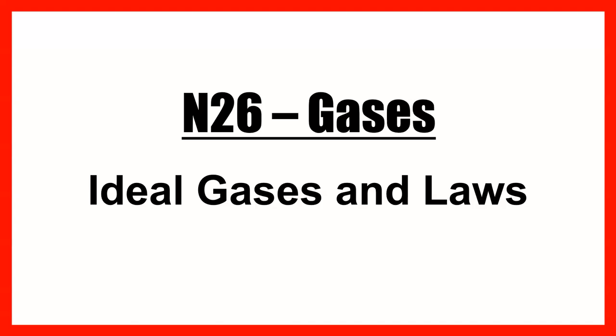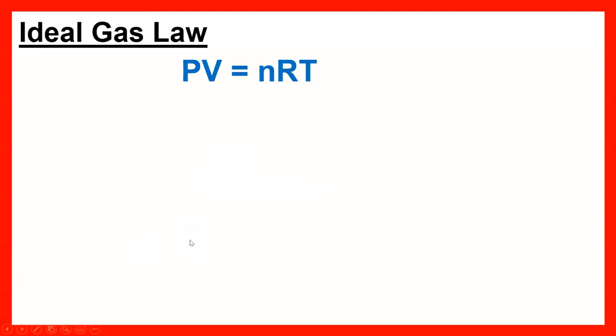Hello everybody. This video is going to cover some of the equations, some of the gas laws that can be used for our ideal gases. Remember, we pretend that all gases are acting perfectly. We call those ideal. The biggest, most well-known one is the ideal gas law: PV equals nRT. PIV-NERT is how a lot of people will say it.